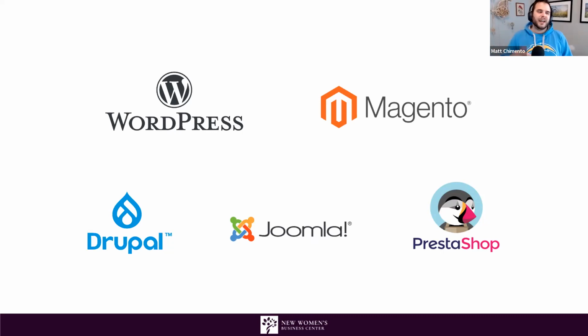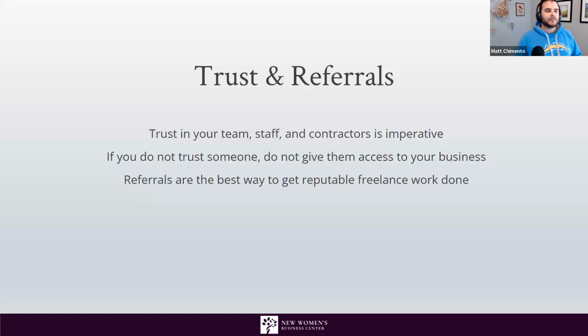PrestaShop's also pretty good. I don't care for Drupal and Joomla, but a lot of people use those. My thing's WordPress. I like WordPress. It's very flexible. It can do a lot. But because it can do a lot, it can't do everything well, like perfectly. So if you have more than like 1,500 products in your store, you probably don't want to use WordPress. You want to use Magento or Shopify or something like that. So WordPress is good for a lot of things, but not huge amounts of a lot of things. So keep that in mind too.